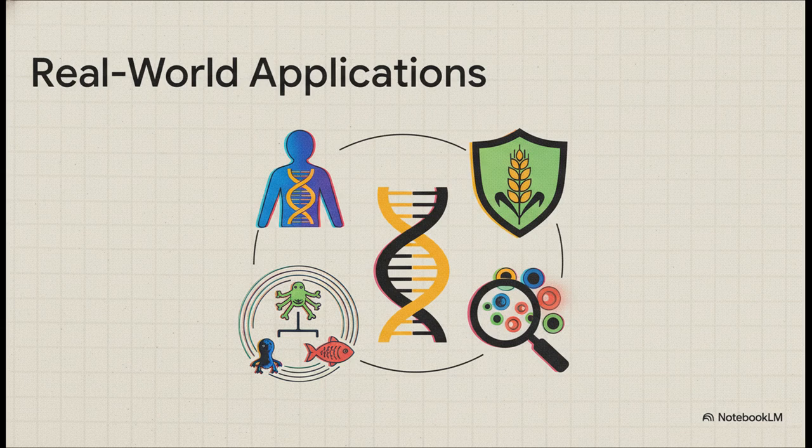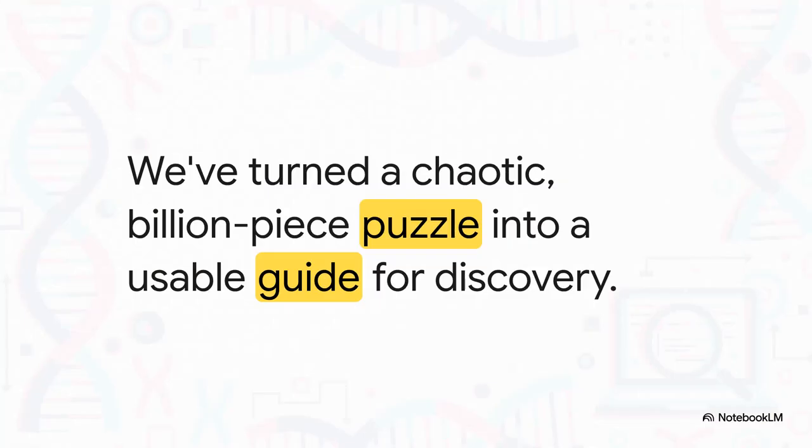It's how we can engineer crops that can survive a drought. It's how we trace the genetic roots of diseases like cancer and Alzheimer's. And it's how we uncover the deepest secrets of how life on Earth evolved. This foundational work makes all of that possible. When you step back and look at the whole journey, it's just incredible. We started with complete chaos, a puzzle with a billion pieces. And through this meticulous process, we've turned it into an organized, trustworthy guide, a reliable map that scientists can now use to explore a whole new biological world.